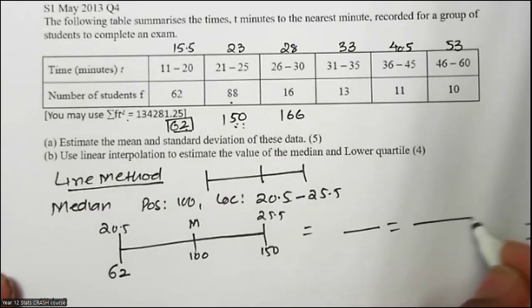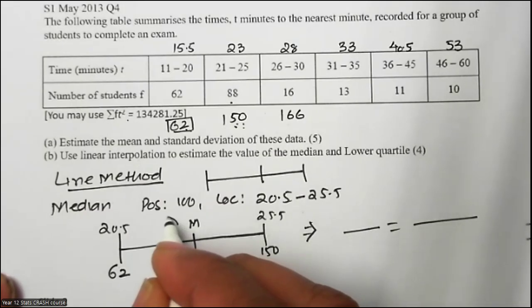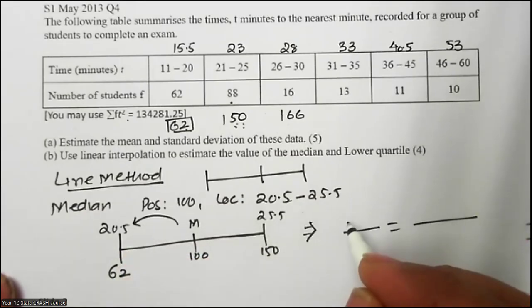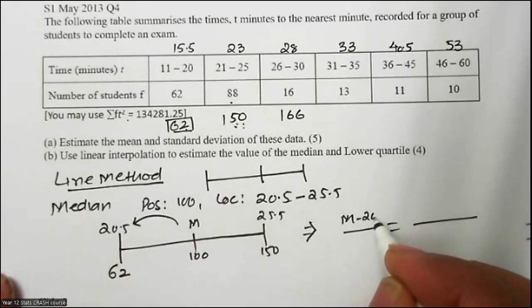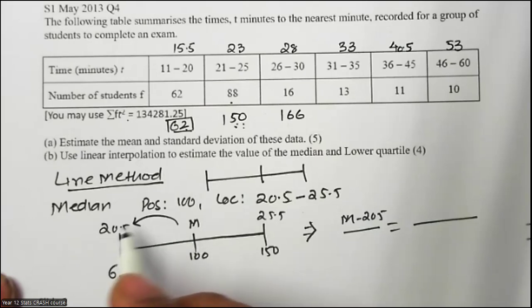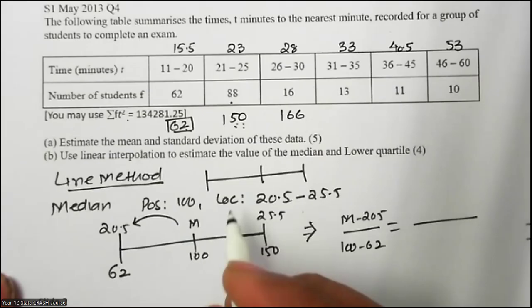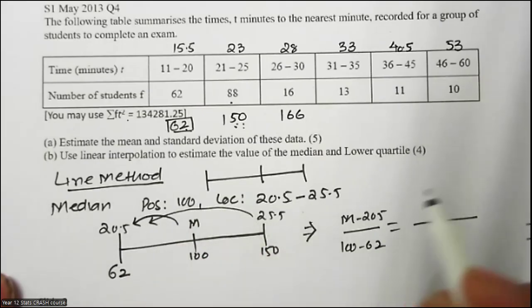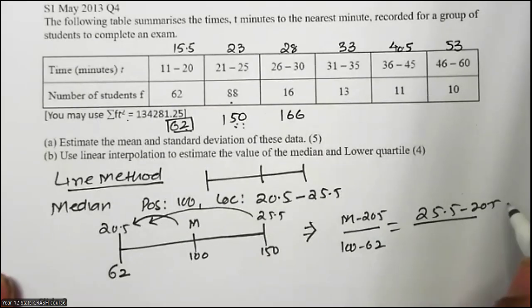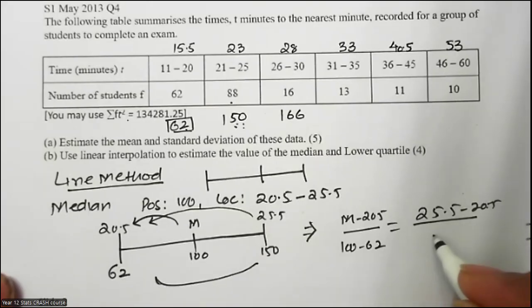We do two fractions. Then from center to left, that gives you m take away 20.5. Whatever you do to the top, do the same to the bottom, so the bottom is 100 take away 62. Then right to left, this is 25.5 take away 20.5, and at the bottom 150 take away 62. Simplify, make m the subject to get the same answer.